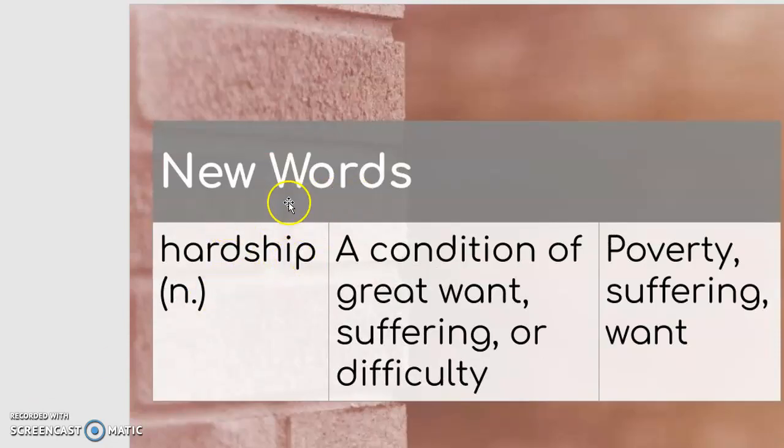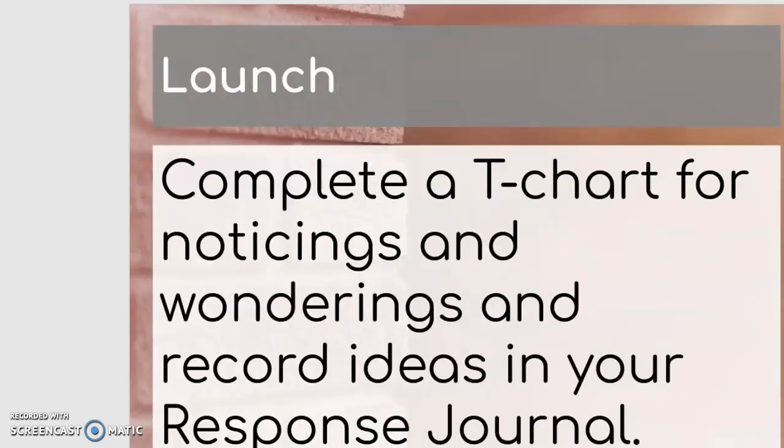The new word that you'll place on your word wall: hardships, a condition of great want, suffering, or difficulty; poverty. So this word will go on your word wall, building on your Module 1 lesson. You're going to complete a T-chart for notice and wonder and record your ideas in your response journal. That T-chart has already been provided with the notice and wonderings, and you're just going to upload that into your interactive response journal.